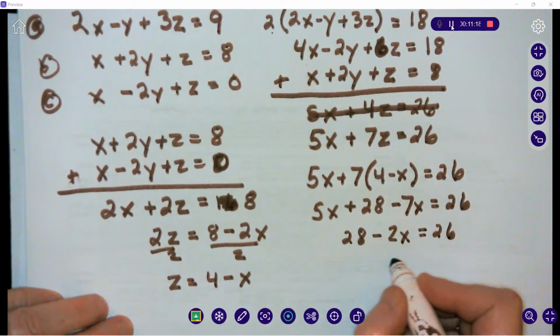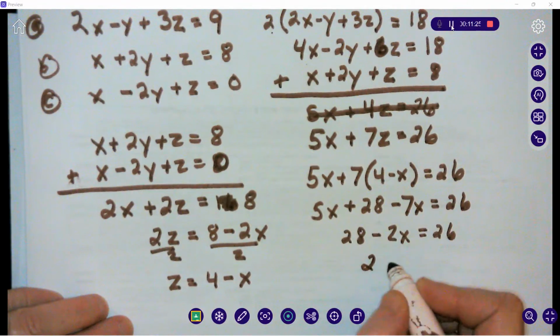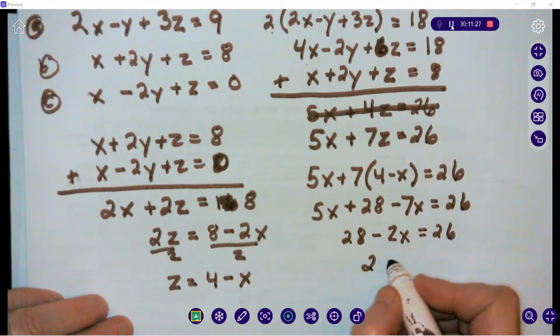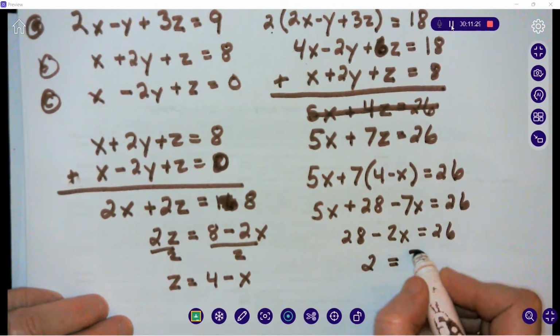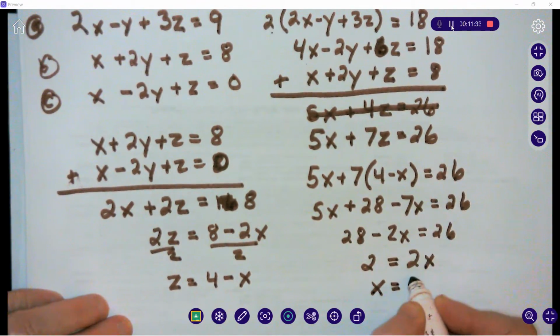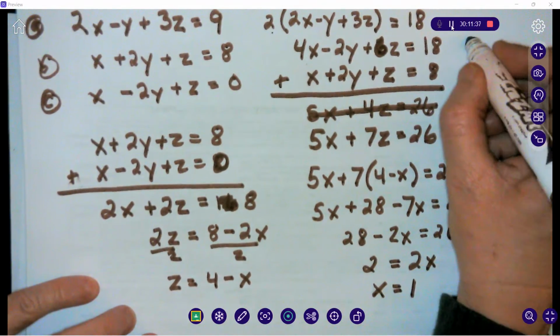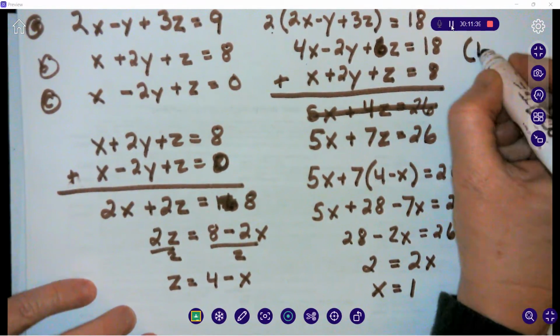I add 2x to each side and I subtract 26 from both sides. So 28 minus 26 is 2. I add 2x to both sides. That leaves 0 on this side and 2x on this side. Divide each side by 2, so x equals 1. Again, we have x equals 1. So we're going to start our triple answer right here.